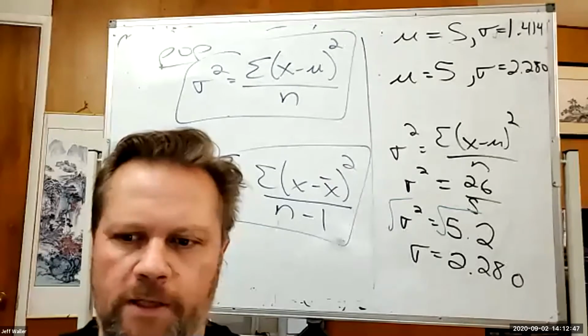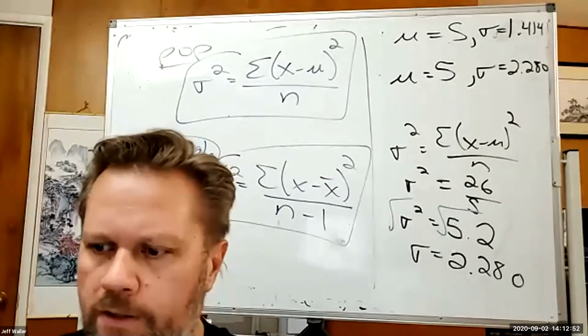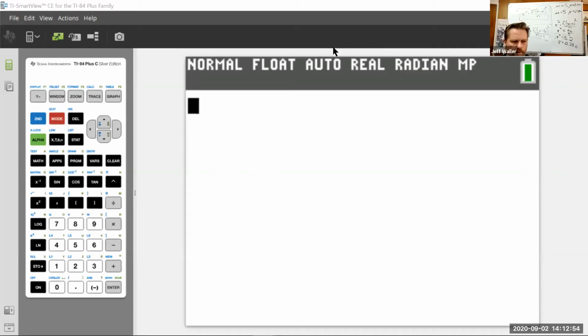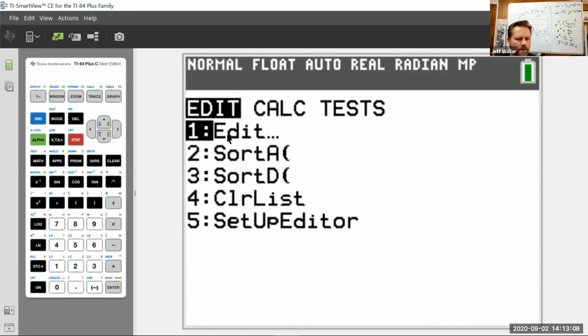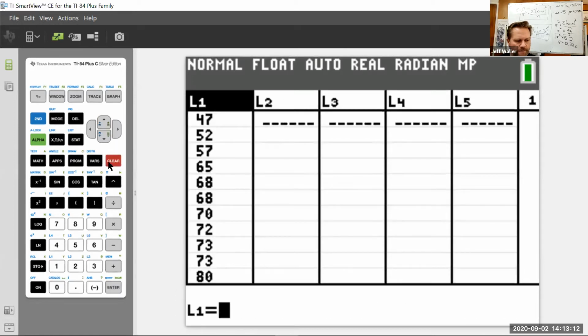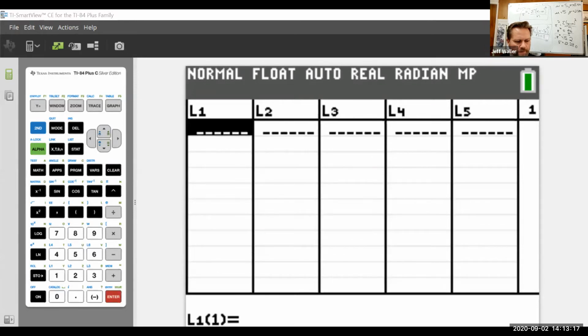I'm going to stop sharing for a minute. Let me show you how the calculator will help you. Here's your calculator, and the most important button, besides on, is Stat. Go to edit. Let me clear this. Then I'm going to put in there 1, 2, 5, 8, 9. That's the data from that one side.